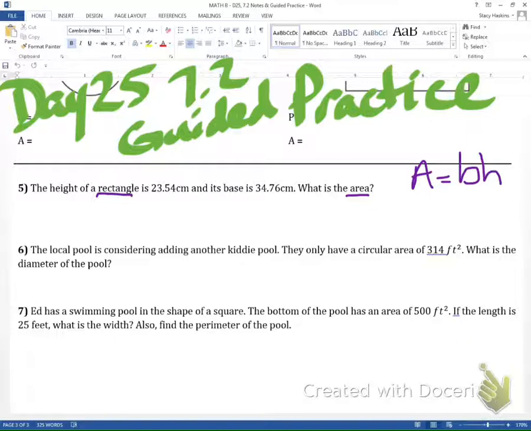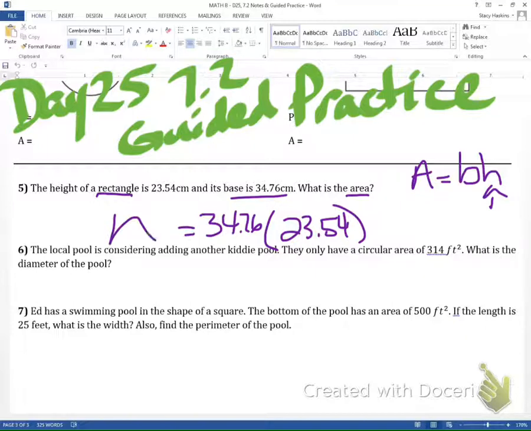Then we look back through the problem for any of these variables that we are given. It says the height is 23.54, so I'm going to go ahead and write it. We need to figure out what the base is. Well, they tell you it is 34.76. What we don't know is the area. So this problem right here is pretty straightforward. There's no x for us to solve because the variable we're looking for is already by itself.